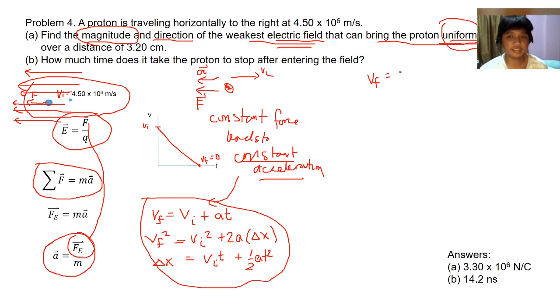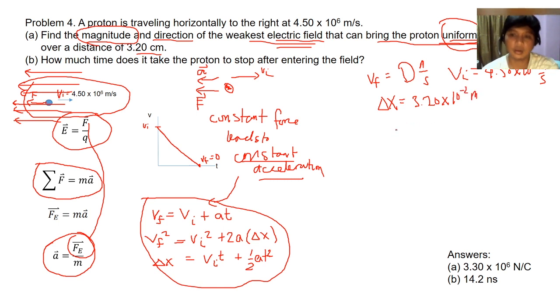Okay, so let's get the acceleration. Our VF is given to be 0 because we're bringing the object to rest. We also have our initial velocity, which is 4.5 times 10 to the 6 meters per second. What else are we given? This distance of 3.2 centimeters, that's actually our delta x. 3.2 centimeters, times 10 to the negative 2 meters. And we're looking for a. I guess that's the only thing that's given. Now we have VF, VI, delta x, and a.